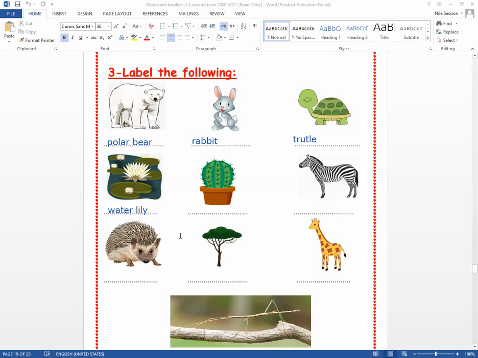You remember the water lily? Yes. And what is this? Cactus. Super. Cactus has what? Thorns, yes, to stop animals from eating it. And what is this? Yes, super, zebra. You remember the zebra? Inherited traits: it has stripes on its body to make the bugs confused and avoid being bitten.